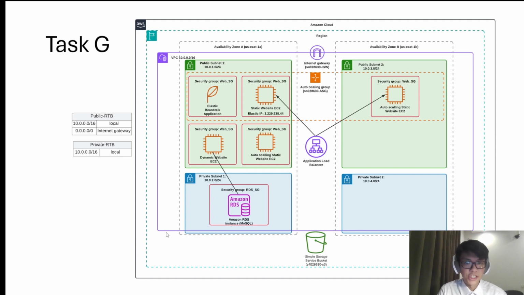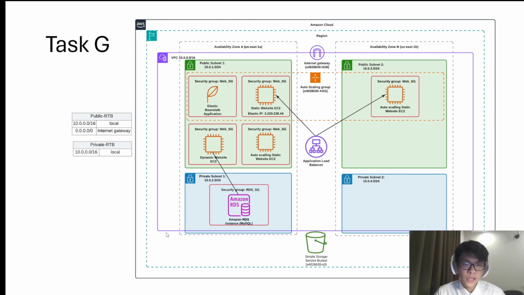Now we'll move on to Task G, which is the AWS architecture diagram for this assignment. The architecture you see right now shows the complete cloud environment built for Task A to Task F inside a custom VPC, spanning 2 availability zones. Each availability zone contains one public and one private subnet, and the public subnets route internet-bound traffic through an internet gateway using the public RTB route table, while the private subnets are isolated using the private RTB, or private route table.